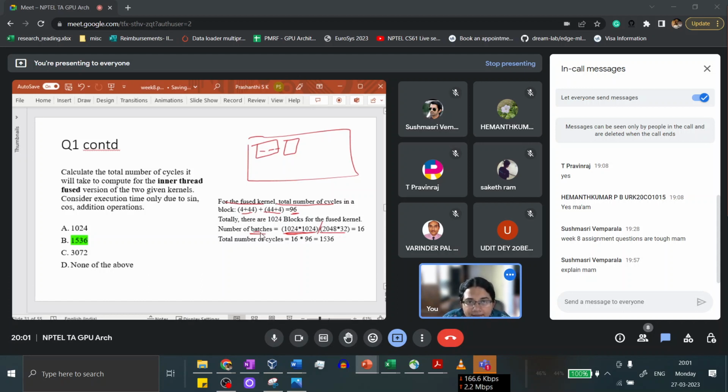So you get the number of batches, the number of times this has to happen, as 16, right, for this fused kernel. So for one such batch it takes 96 cycles. So for 16 of these batches it takes 16 into 96, 1536, right? And that's how you get your option B.